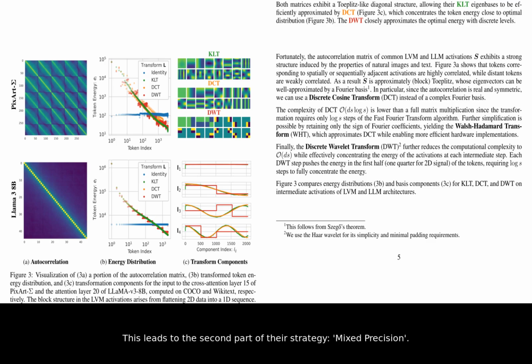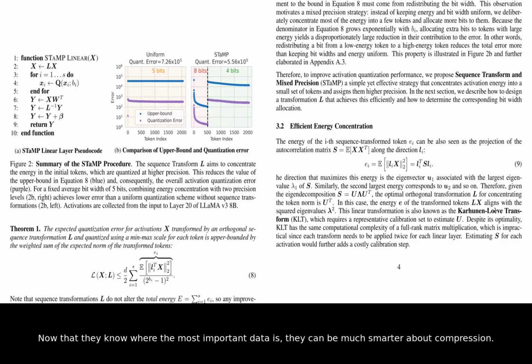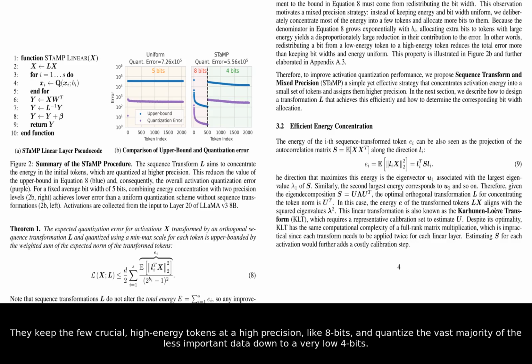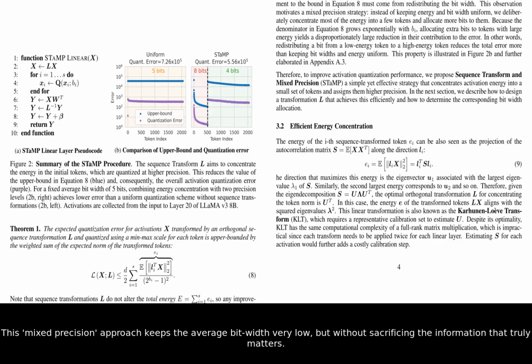This leads to the second part of their strategy, mixed precision. Now that they know where the most important data is, they can be much smarter about compression. They keep the few crucial, high-energy tokens at a high precision, like 8 bits, and quantize the vast majority of the less important data down to a very low 4 bits. This mixed precision approach keeps the average bit width very low, but without sacrificing the information that truly matters.